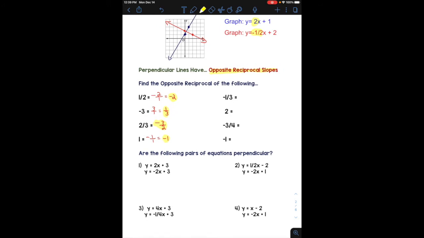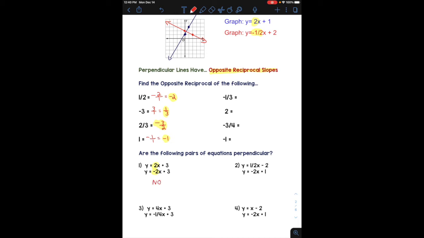Down below that, in our next section, they're asking us if the pairs are perpendicular. For problem number 1, the slopes are 2 and negative 2. Are they opposite signs? Yes, they are. But are they reciprocals? No, they're not. The reciprocal of 2 would be negative 1/2. So number 1 would be no.